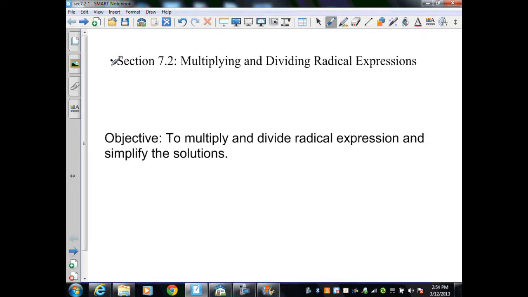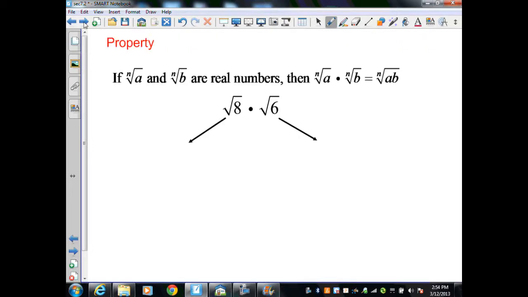Section 7.2, Multiplying and Dividing Radical Expressions. On the product property for multiplying radical expressions, if the nth root of a and the nth root of b are real numbers, then the nth root of a times the nth root of b equals the nth root of a times b. Notice, to be able to perform this operation or product, my indexes must be the same. Then I can just multiply the radicands together under the same index.